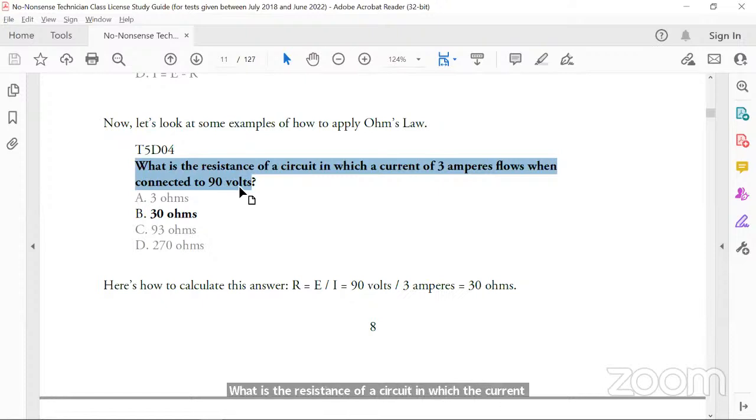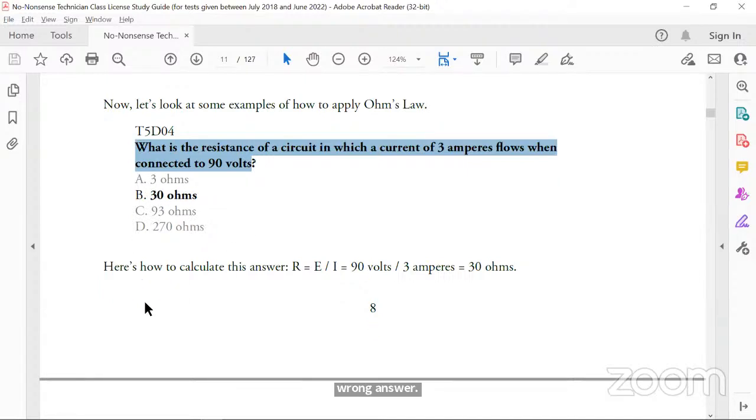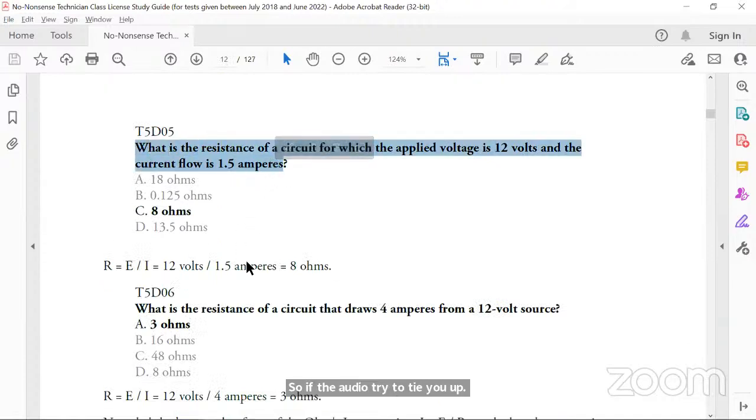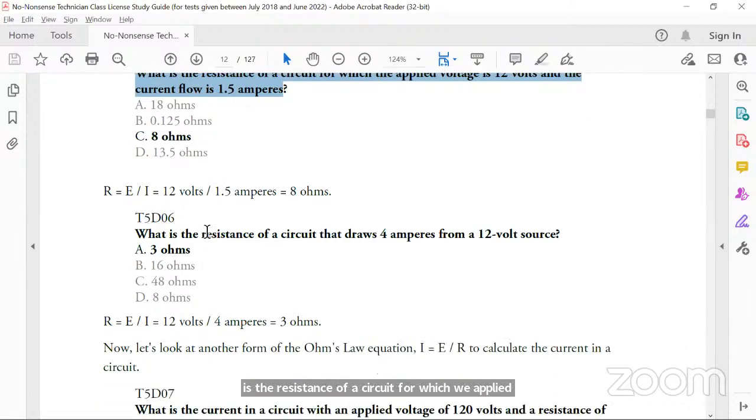We just did that in the slides, right? The only difference is that in the slides, we actually showed the calculation, and in the question pool, they have the wrong answer. So you see how they'll try to trip you up. When you calculate it, you'll get 30 ohms. Another question we just dealt with in the slides, what is the resistance of a circuit for which the applied voltage is 12 volts and the current is 1.5 amperes? When we calculated it, we got 8 ohms, right?